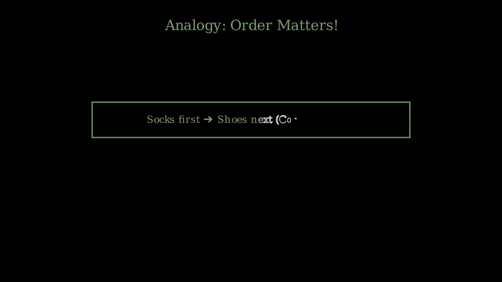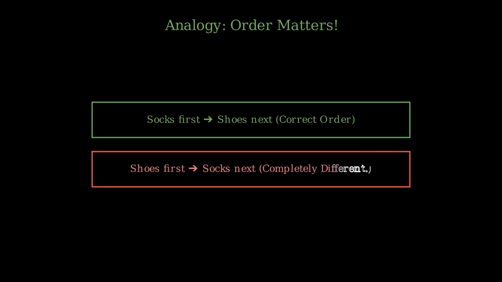Why is subtraction not commutative? Think of putting on your socks and shoes. Putting on socks first, then shoes, works perfectly. But if you try to put on shoes first, then socks, you get a completely different, messy result. Order matters in subtraction, so switching places changes everything.